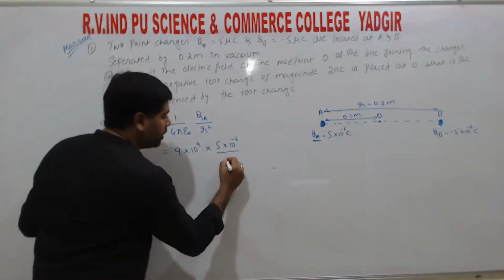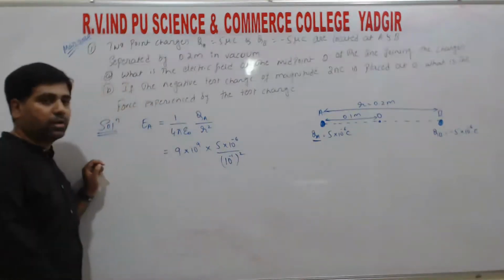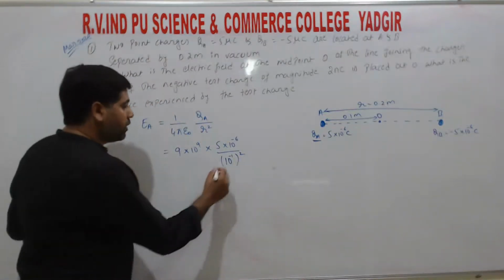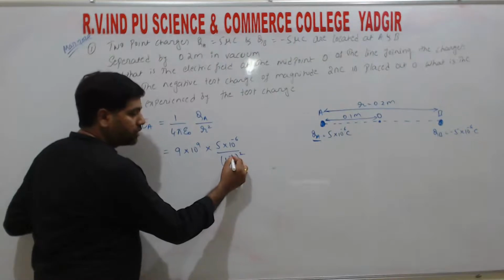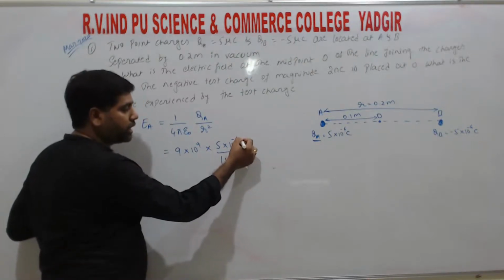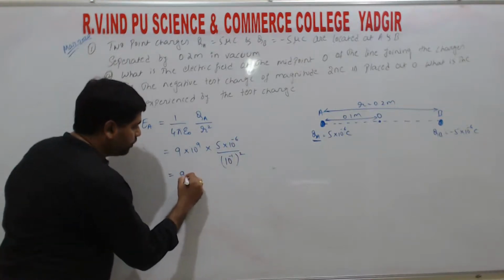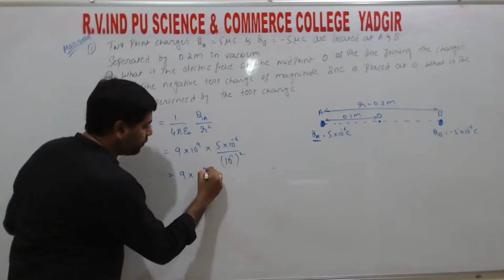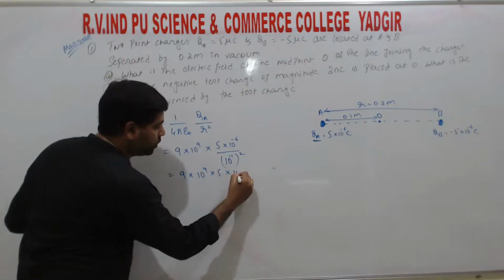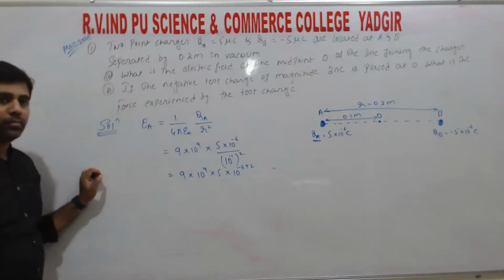So 0.1 can be written as 10 to the power of minus 1, whole square, right? Now if we simplify, 10 to the power of minus 1 whole square is 10 to the power of minus 2. If it goes to the numerator, it becomes plus 2, right? 9 into 10 to the power of 9 into 5 into 10 to the power of minus 6, and this becomes plus 2, right?